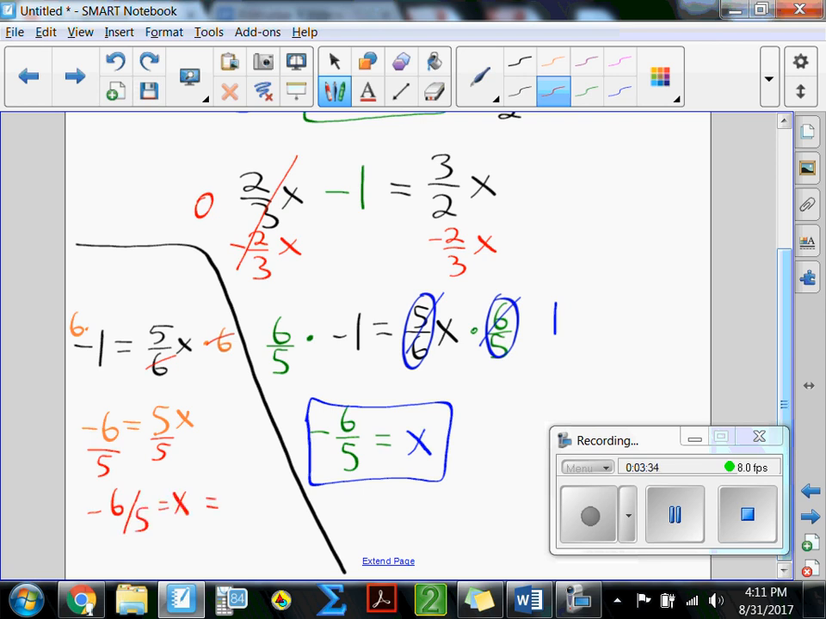This decimal is an exact decimal, negative 1.2. And so either one of those is fine, the fraction or the decimal, because you don't have to round your answer. You can say negative 1.2.